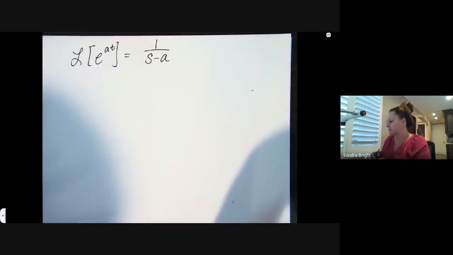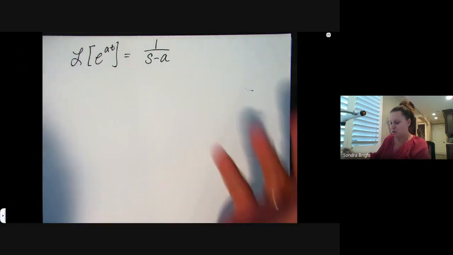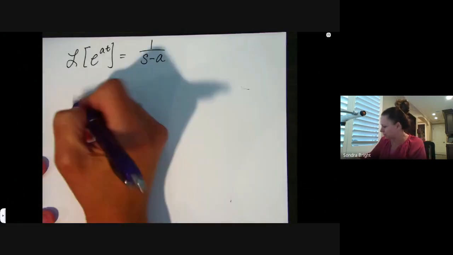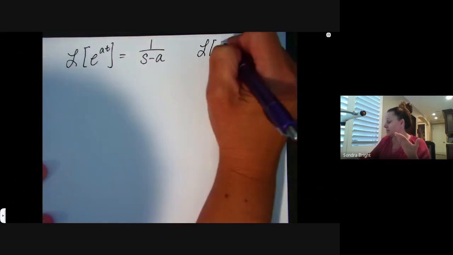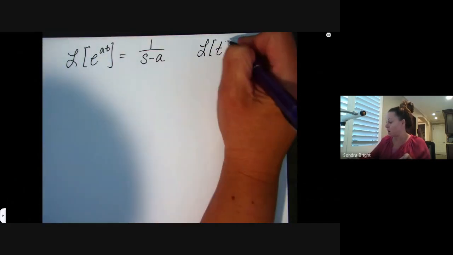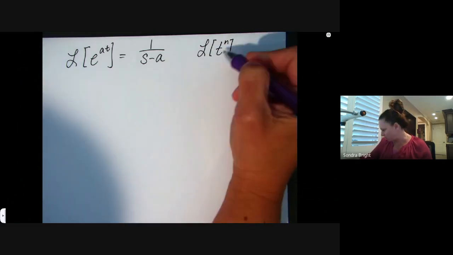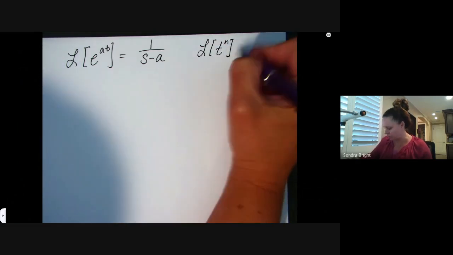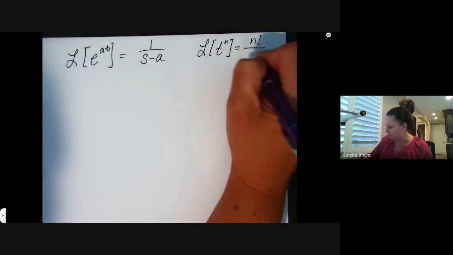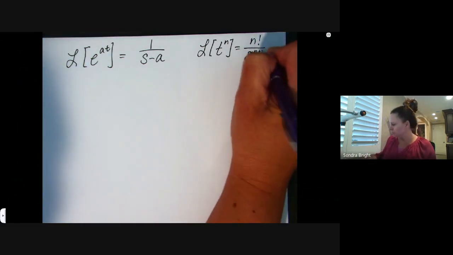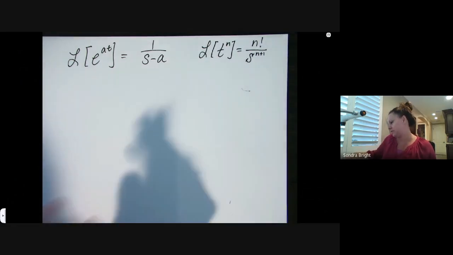We had, which we proved that, right, by doing the definition. When you do the Laplace transform on t to some power, we did it on just t to the power of 1, but it turns out if you do it to t to any power, it'll always end up being n factorial over s to the power of n plus 1. All right. So I showed you these guys.